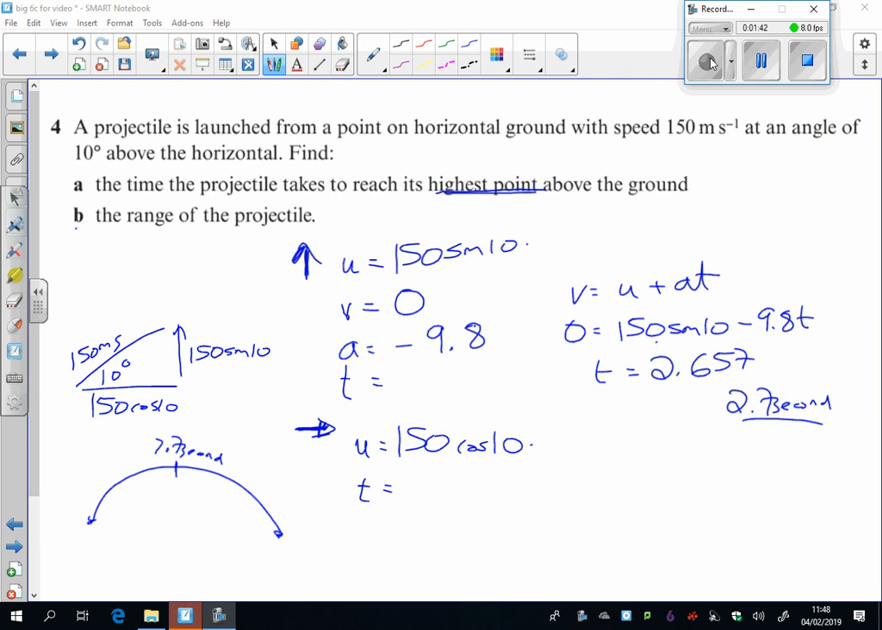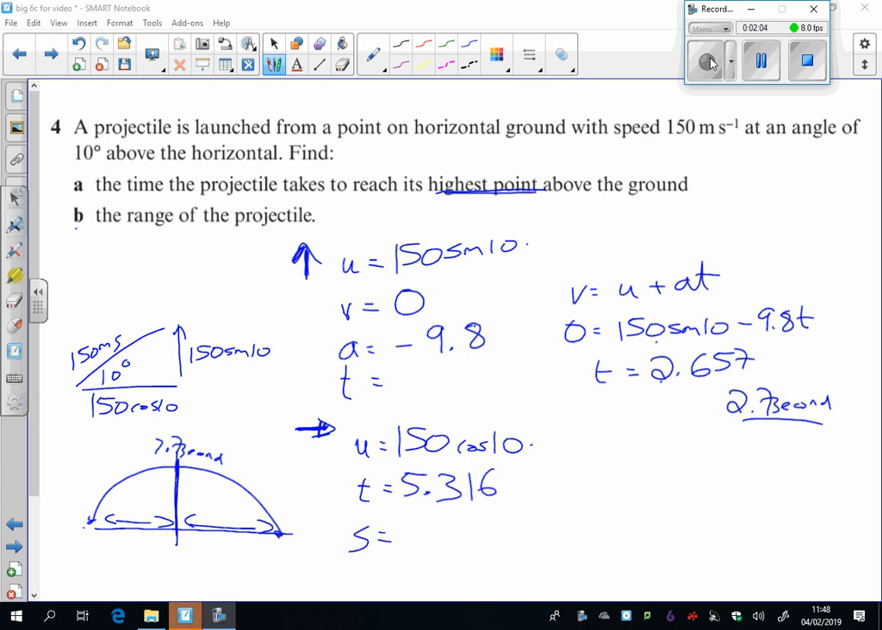And do you know what the time is? Well, you do know the time, because actually this journey is symmetrical. So there to there was 2.7 seconds, and so here to here is going to be 2.7 seconds as well. So the grand total, using the actual original number there, is going to be 5.31 seconds.